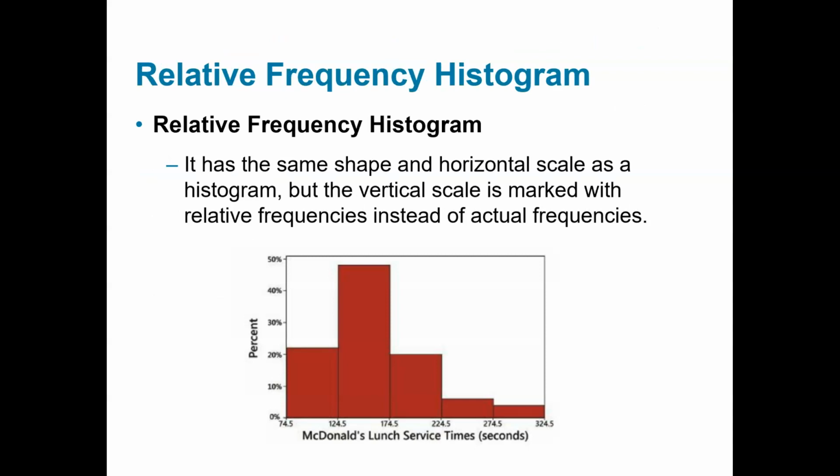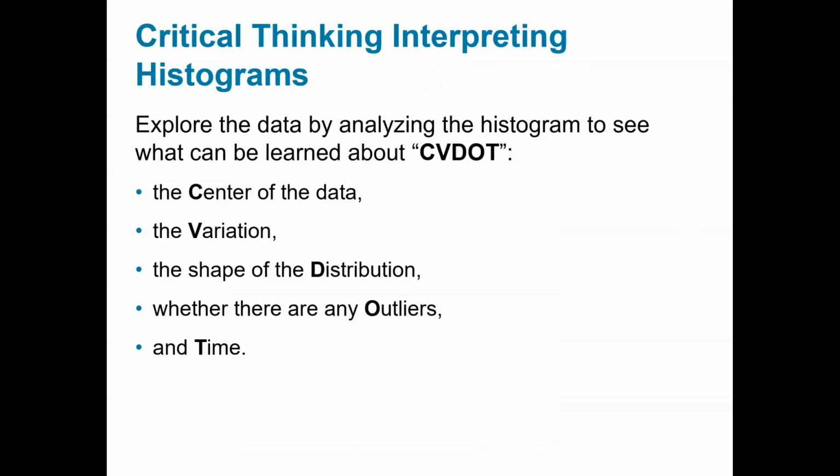Now, a relative frequency histogram has the same shape and horizontal scale as a histogram, but the vertical scale is marked with relative frequencies instead of actual frequencies. So what does that mean? That's the percents. When we interpret histograms, we're analyzing the data, and we can learn, like we've already said, the center of the data, the variation, the shape, and whether there are any outliers.